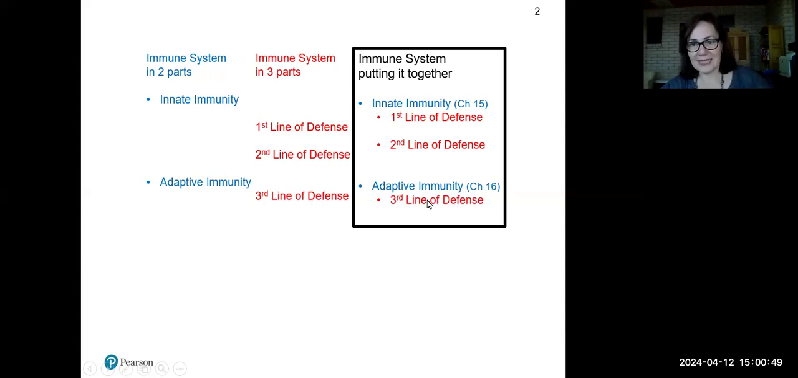And why I'm putting it like this is so that there's no confusion. When you're in chapter 16 and you get to the third line of defense, don't go back looking like, well, where's the first and second line of defense of adaptive? The adaptive immune system is the third line of defense. Okay. But for this week, we are going to be focused on innate immunity in chapter 15.